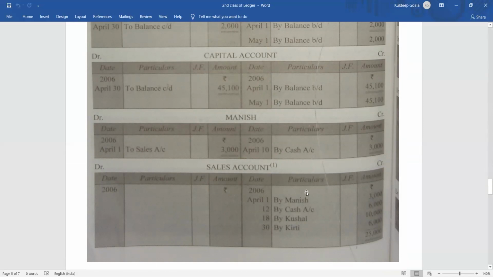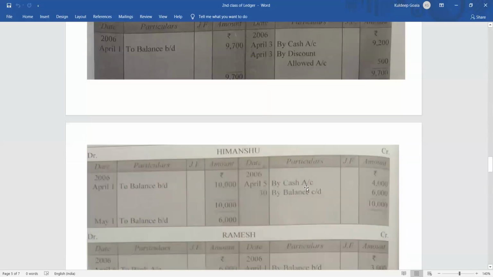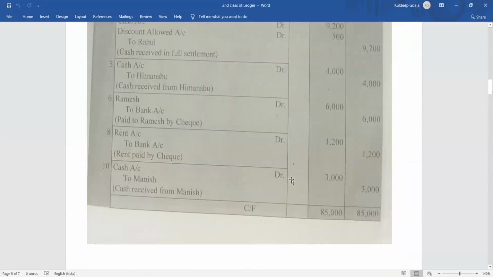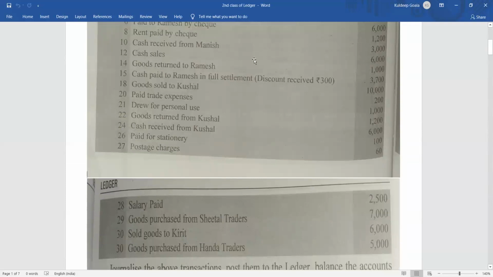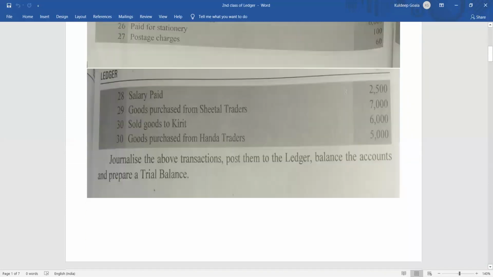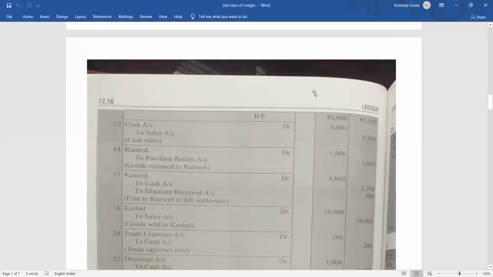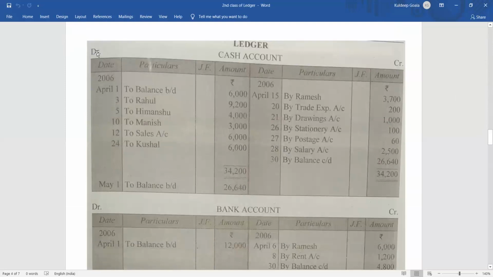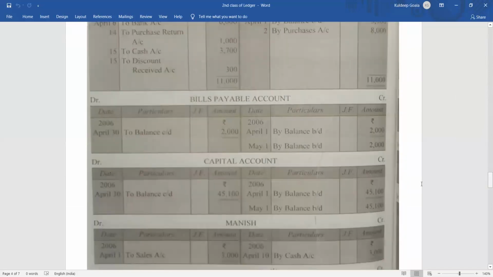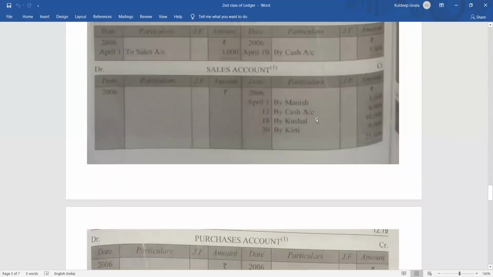Okay, is it clear? Then coming back to the next transaction, what is there? Goods return, cash sales 6000. So what is the journal entry? Cash account debit to sales, right? You can see the journal entry here. Cash account debit to sales account 6000. So cash debit side to sales, and sales credit side by cash. Cash debit side to sales 6000 and sales account credit side by cash 6000.